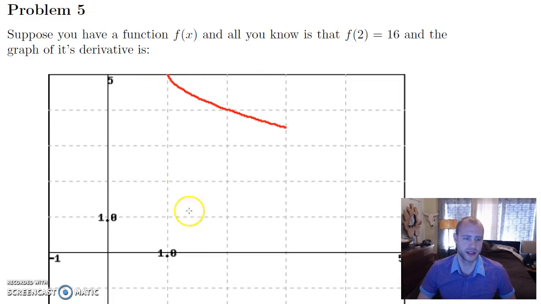Well, we're going to need this information because we need to know what the slope of our tangent line is when x is equal to 2. And we can use this information to find it. That's what the derivative does. It gives you the slopes of the tangent lines.